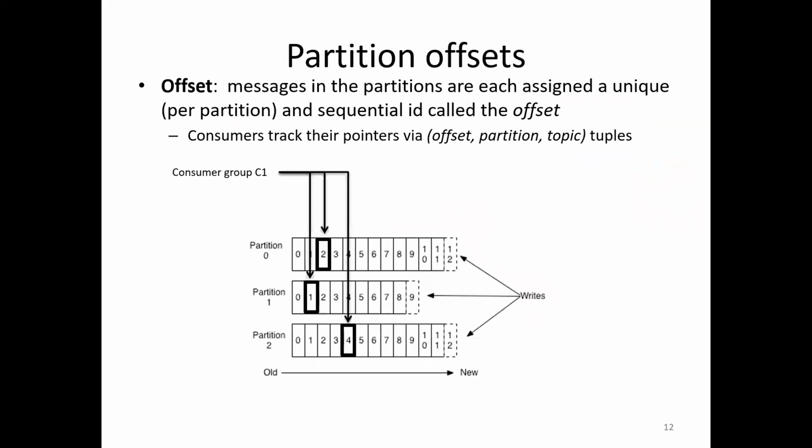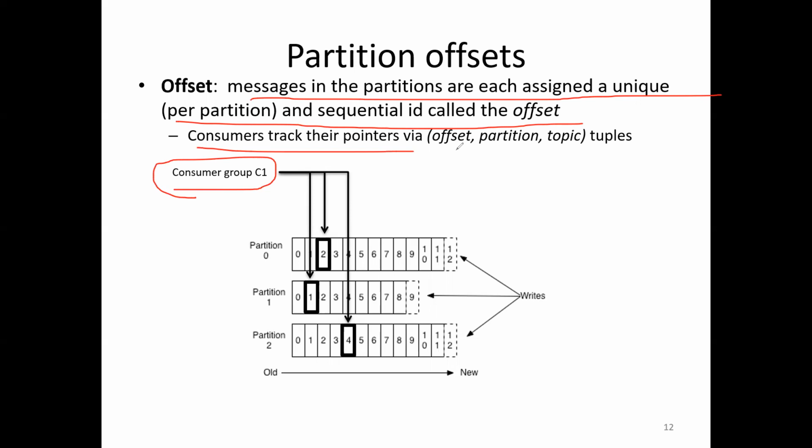So just a bit about the offset. Ab aapko samajh mein aa gaya ki why we need the offset. Offset is just a bookmark. Okay. Messages in the partitions are each assigned a unique per partition and sequential ID called the offset. It's sequential because I might be having the same consumers over the same partition, or different consumers over the same partition. So I need to have an offset for each consumer of one partition. Consumers track their pointers via offset, partition, and topic. So agar ek consumer ke paas ye teeno cheeze hain, he knows ki usne last time data kahan se read kiya tha, kis partition se read kiya tha, wo partition kis topic pe belong karti hai.